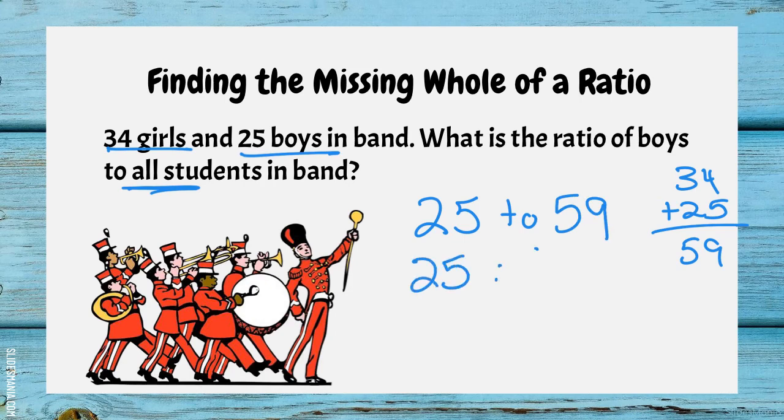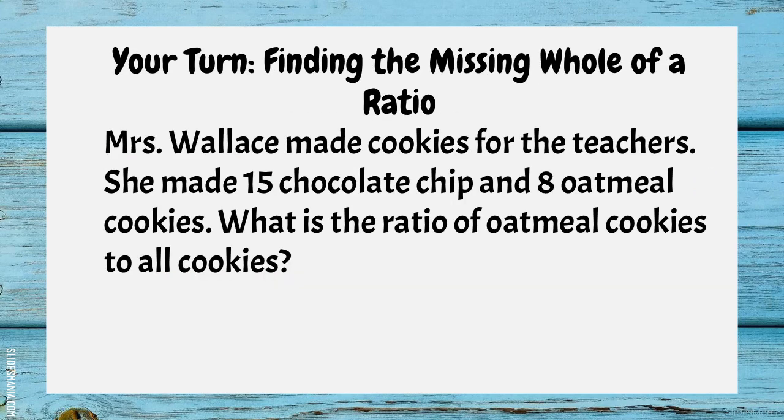And just to practice, these are the 3 different ways that we can write them. Okay, now it's your turn. Find the missing whole of a ratio. Miss Wallace made cookies for the teachers. She made 15 chocolate chip and 8 oatmeal cookies. What is the ratio of oatmeal cookies to all cookies?